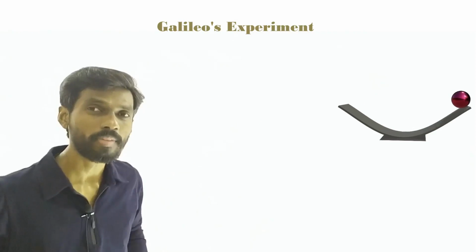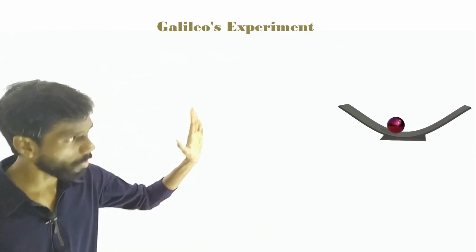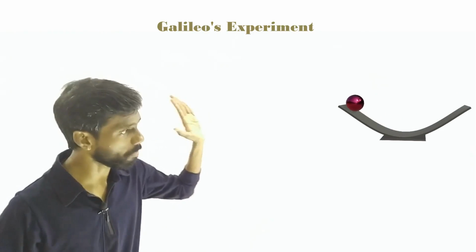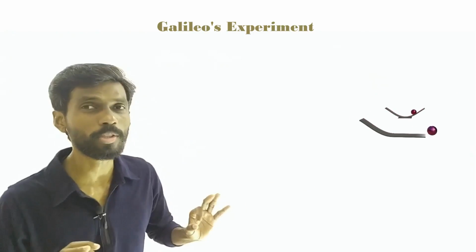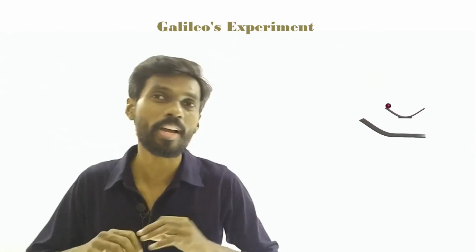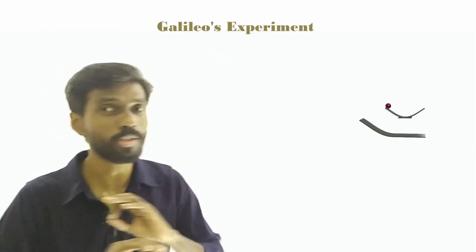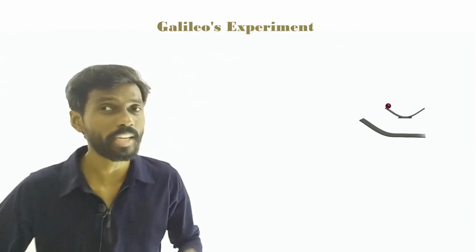He took a curved plane like this. From one side, he dropped a ball. That ball reaches the same height on the other side. Whatever is the slope of the other side, this ball will try to reach the same height. What if the other end is completely flattened? Even then, the ball will try to reach the same height, but that is not possible. So the journey of the ball continues forever. No force is applied, but the ball is not stopping. It continues moving. So that means an external force is not required to keep an object moving. So this idea is discarded now.